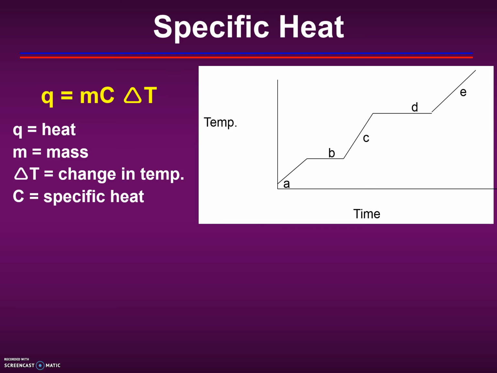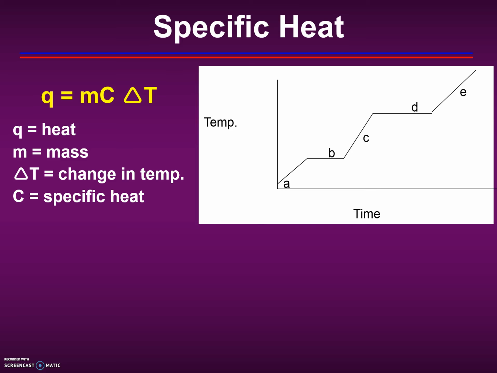Q stands for heat. The symbol, lowercase q, is the symbol in chemistry that we use for heat. M stands for mass of whatever substance we have. ΔT stands for the change in temperature, and C stands for the specific heat capacity. Now, specific heat capacity is how much energy it takes for a certain substance to change 1 degree Celsius. So certain things take a little bit of heat to change 1 degree Celsius.